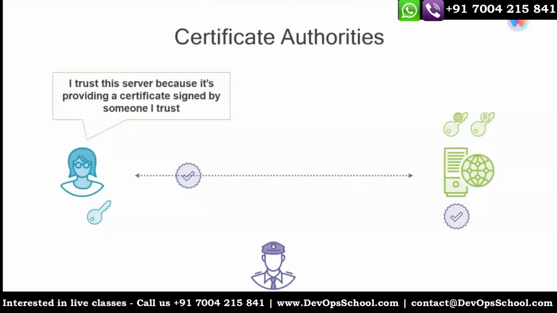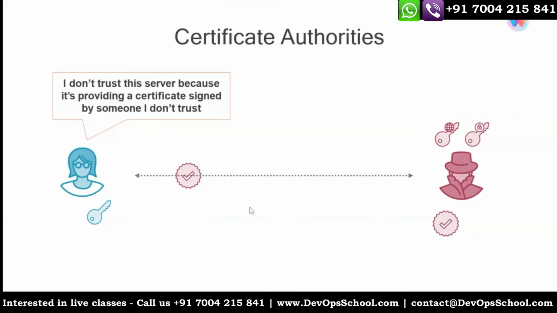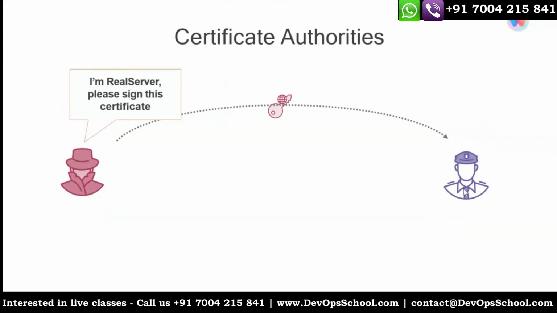So now this entity is a client, this is a CA, and this is your server. So you can say I trust this server because it's providing a certificate signed by someone I trust, which is you. And I don't trust this server because it's providing a certificate signed by someone I don't trust. So this is what happens.